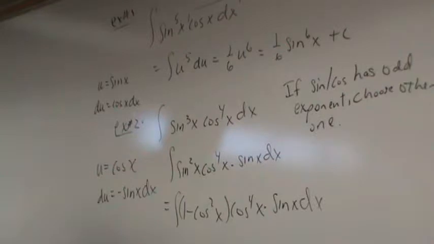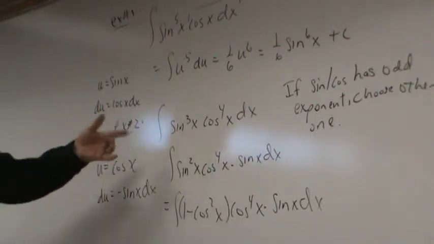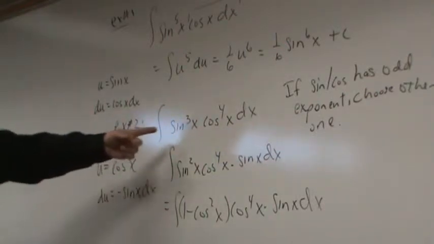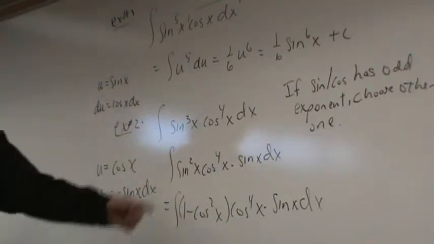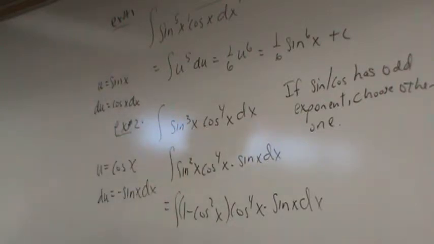Okay? Why could I not do it the other way? Why couldn't I let my u be sine x and my du be cosine x? Why wouldn't that work? Yes? Because when you do the du, cosine is going to be to the fourth, and when you turn it into the du, it's going to be cosine to the third, and you can't do the trig identities with odd.